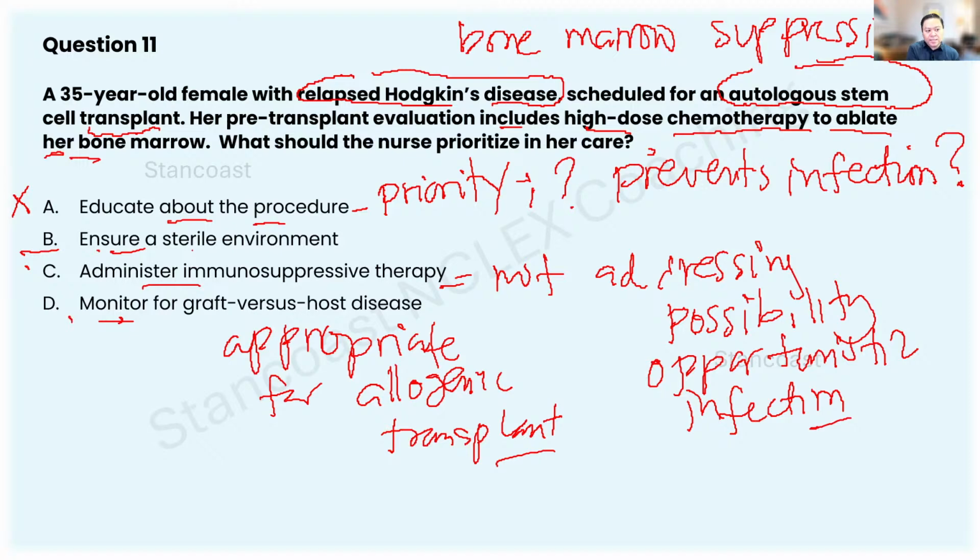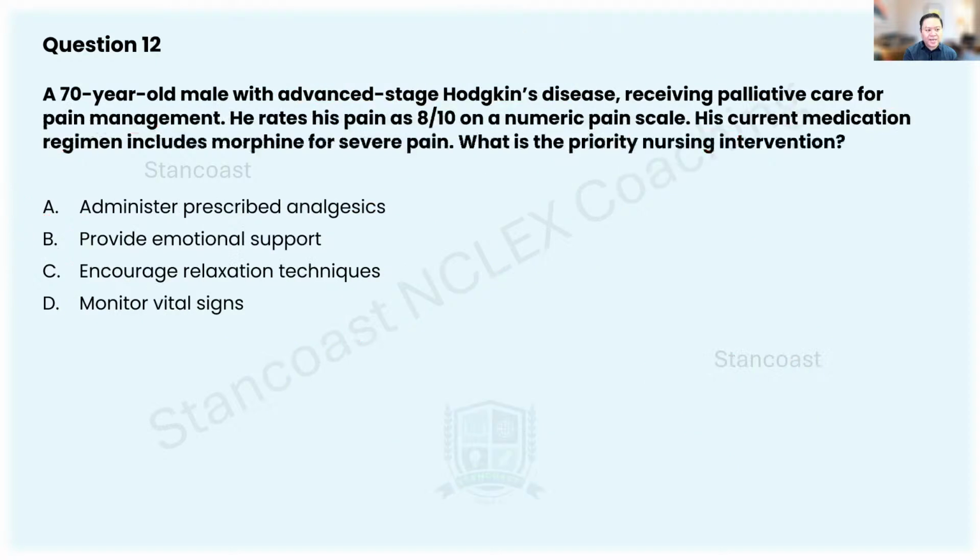Okay, we are talking about autologous stem cell transplant, its own stem cell. So this will not be appropriate. And we have found our correct answer, which is only letter B. Maintain sterile environment. Alrighty, number 12.